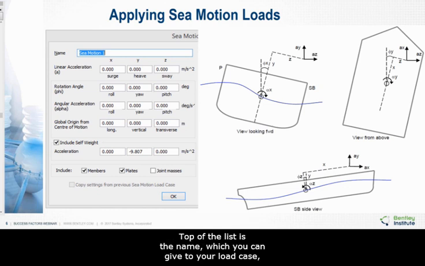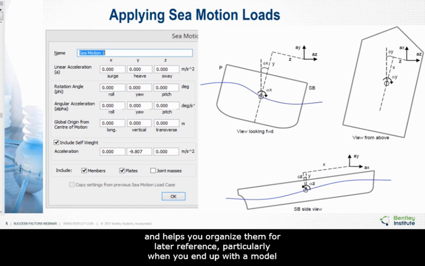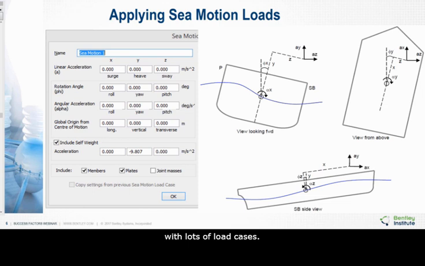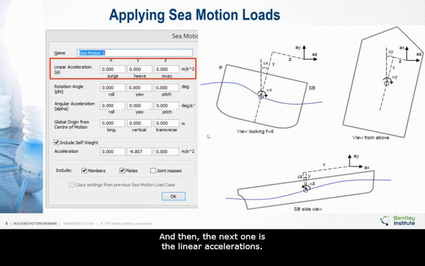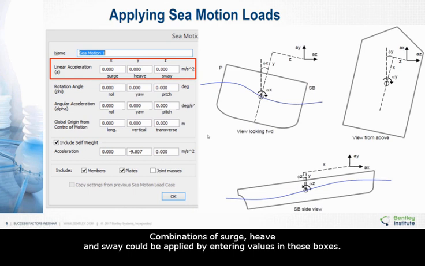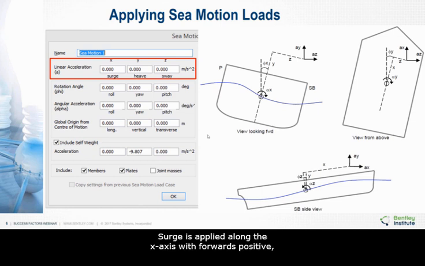Top of the list is just a name which you can give to your load case and helps you organise them for later reference, particularly when you end up with a model with lots of load cases. And then the next one is the linear accelerations. Combinations of surge, heave and sway can be applied by entering values in these boxes. Surge is applied along the x-axis with forwards positive, heave is applied along the y-axis with upwards positive, and sway is applied along the z-axis with starboard positive. All of the accelerations to be input in this dialog can of course be calculated in MAXSURF Motions.